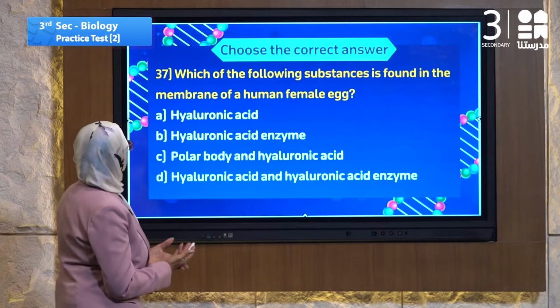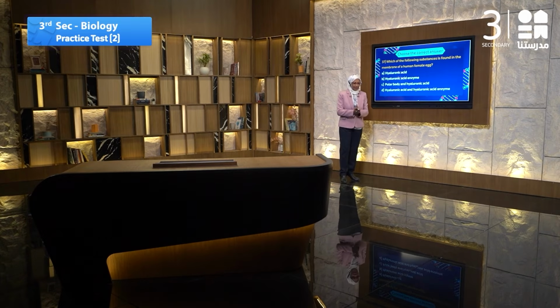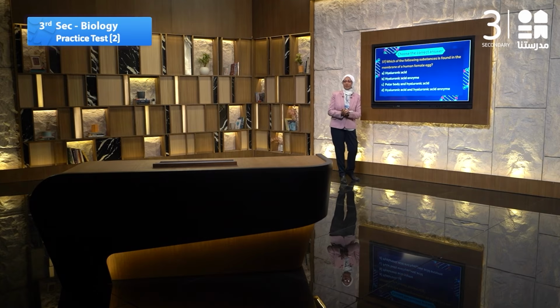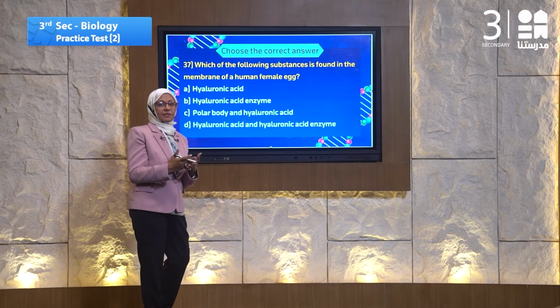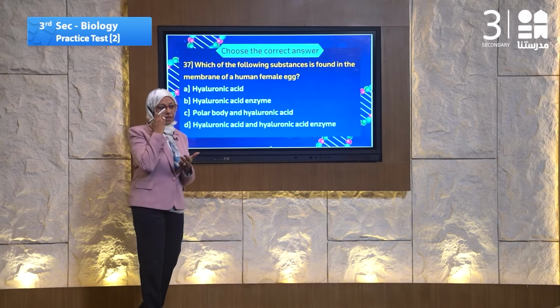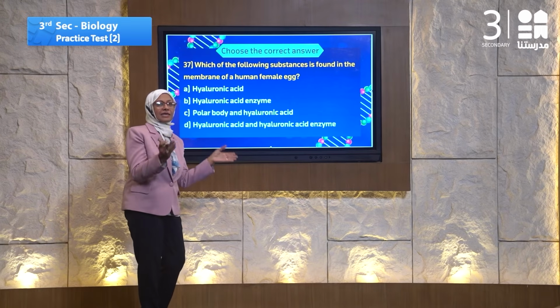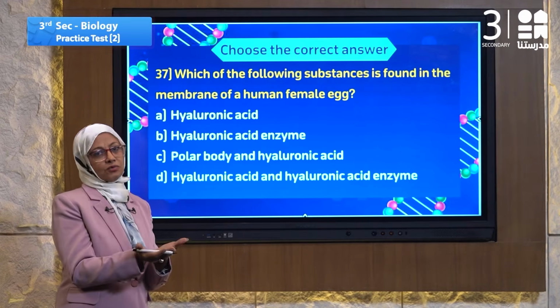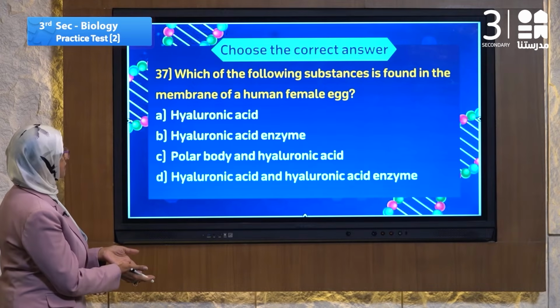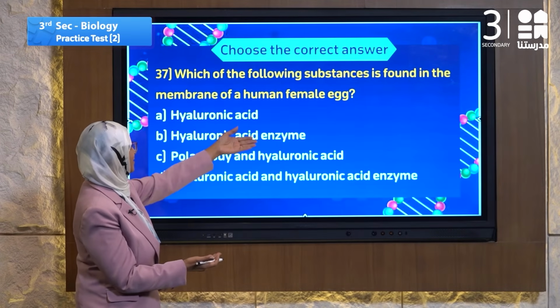Let's go to question number 37. Which of the following substances is found in the membrane of the human female egg? The human female egg is attacked by sperms, which try to penetrate it to make the zygote. When attacked by the sperm, the apical cells have hyaluronidase enzyme, which dissolves the hyaluronic acid around the ovum. Let's find the hyaluronic acid. Number E, hyaluronic acid, is among the choices.